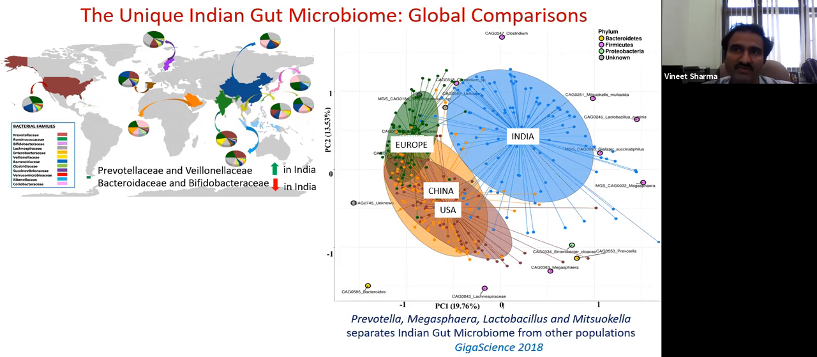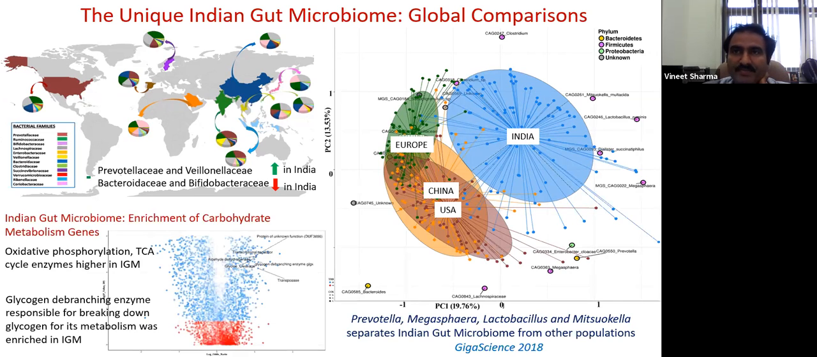So that means there is something common across the Indian geographical regions, but still we are very different from the other populations. Particularly, bacteria like Prevotella, Megasphaera, Lactobacillus, etc., were distinct in the Indian gut microbiome. And the gut microbiome was enriched in carbohydrate metabolism genes, right? Which was a very distinct property.